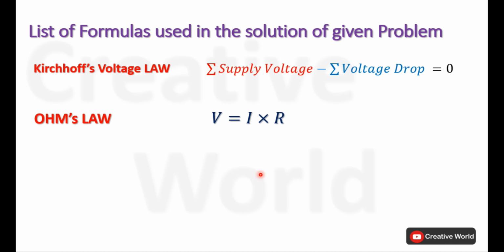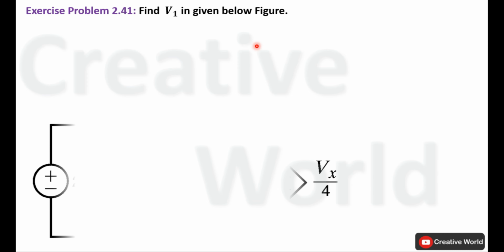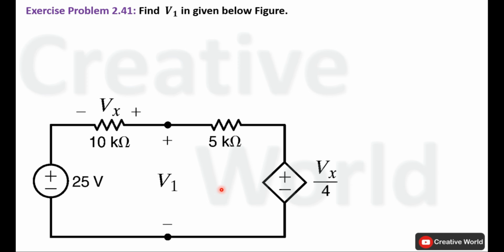Now move towards the problem. Exercise problem number 2.41. Find V1 in the given figure. This is the circuit diagram of the given problem. We have to find the voltage between these 2 points labeled as V1 with this polarity.